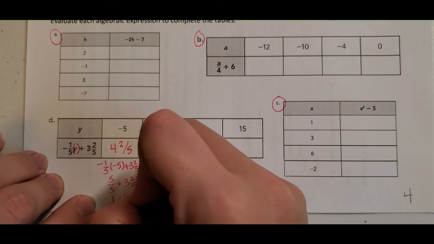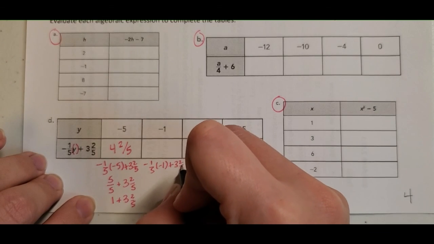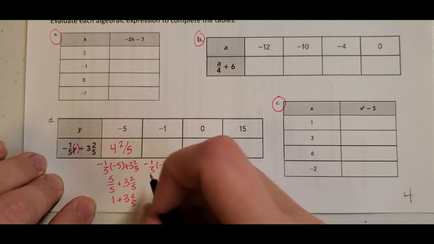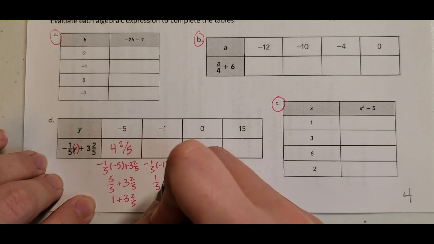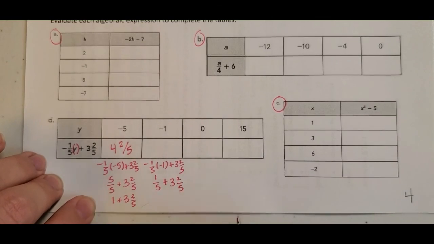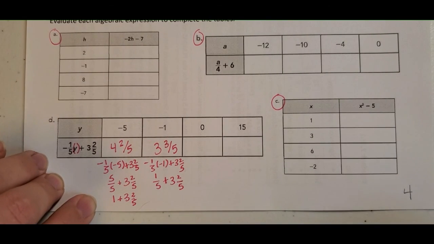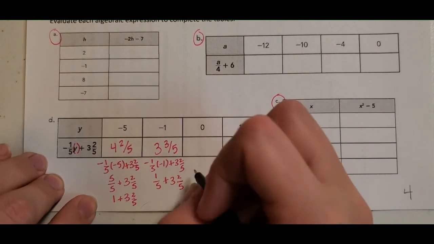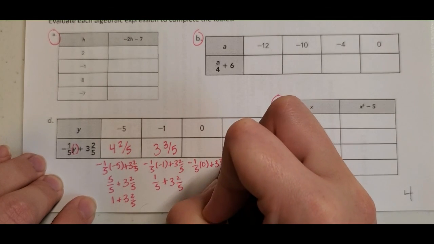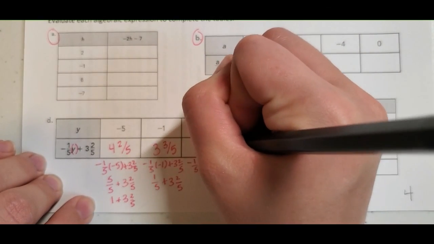Okay, -1. So I have -1/5 times a -1 plus 3 and 2/5. Negative times a negative is a positive, and 1 times 1 is 1. So I have 1/5 plus 3 and 2/5. Well, 1 plus 2 is 3, so now I have 3 and 3/5. Okay? Negative 1/5 times 0 plus 3 and 2/5. Well, anything times 0 is 0, so then that just leaves 3 and 2/5.